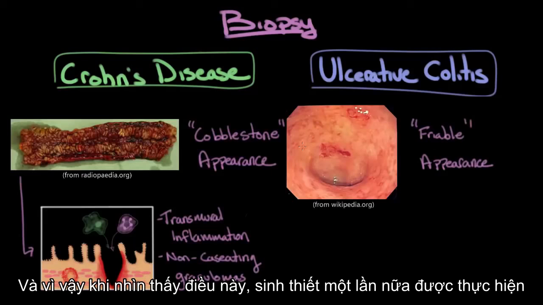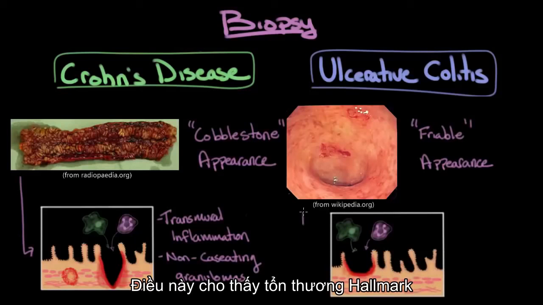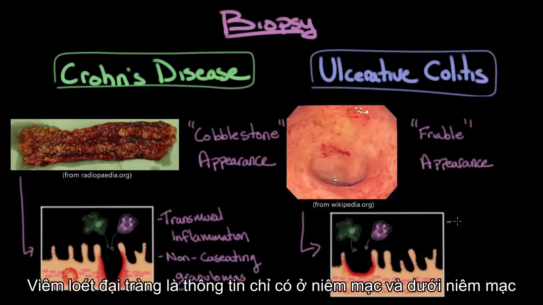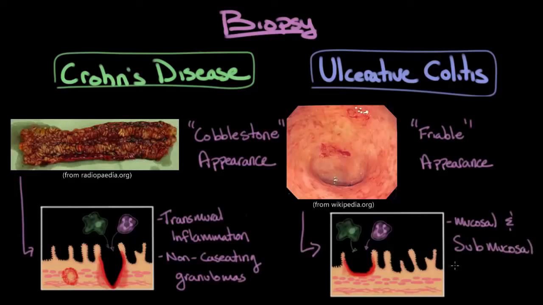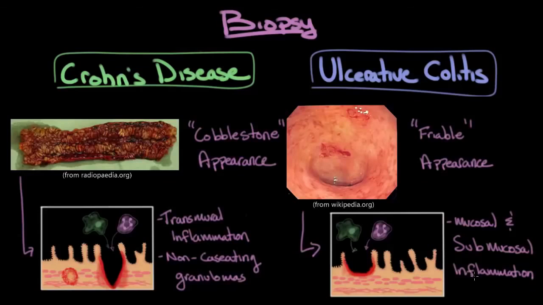And so when this is seen, a biopsy is once again taken to look at under a microscope, which reveals the hallmark lesion of ulcerative colitis, which is inflammation contained only in the mucosal and submucosal layers, which is very different than Crohn's disease. So once this pathologic specimen has been taken and you see the hallmark findings of one or the other, a diagnosis of Crohn's disease or ulcerative colitis can finally be made.